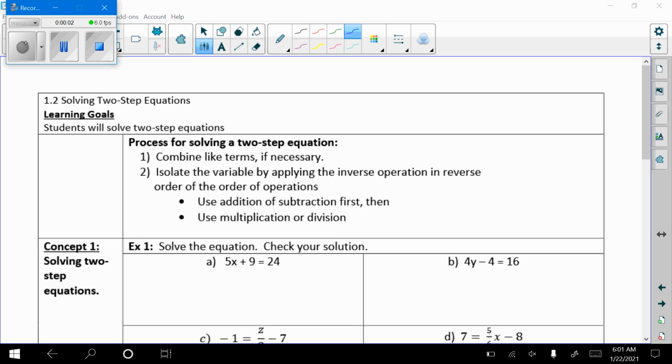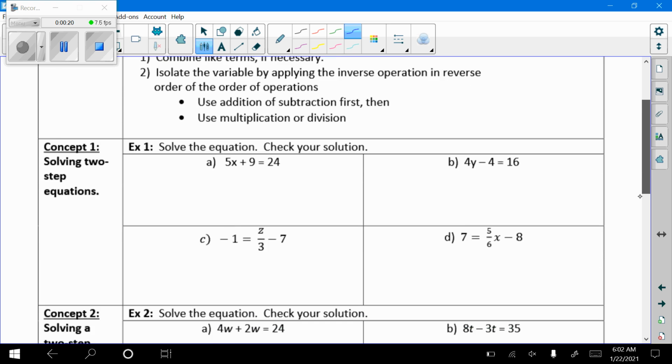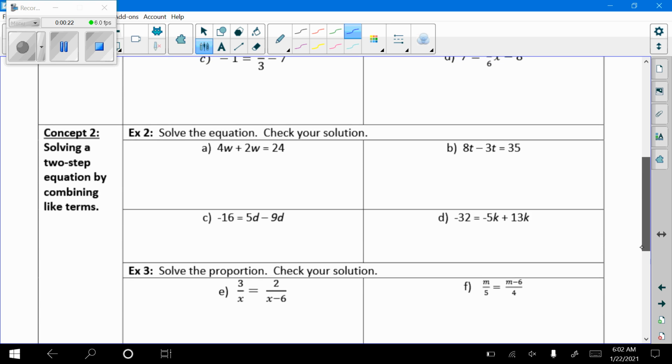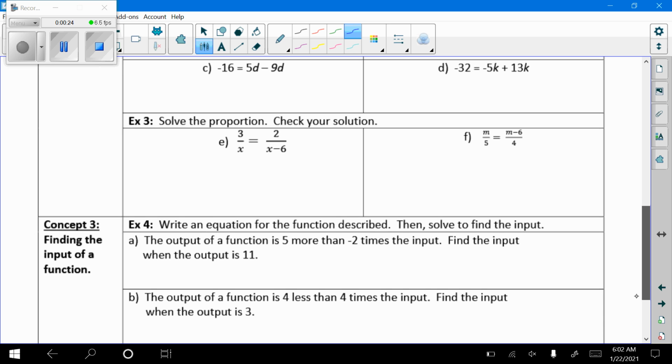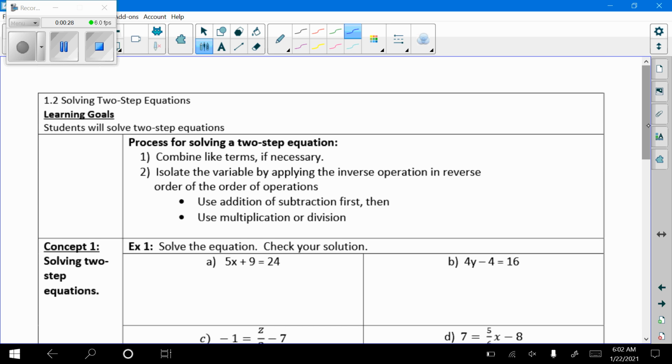Okay, so 1.2, we're going to be solving two-step equations. I believe in the 1.1 practice, you had a few of those as well. So you have kind of been introduced already. There are just a few things I'm going to tidy up with that, and then we're going to hit some proportions, as well as some word problems, just kind of getting you into the idea of connecting and building.